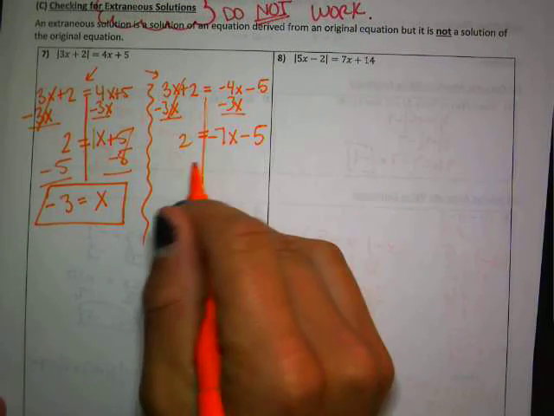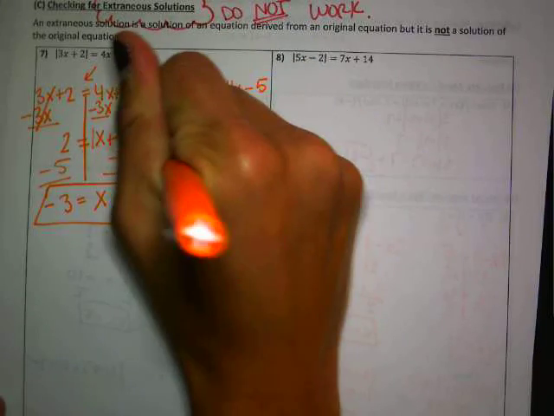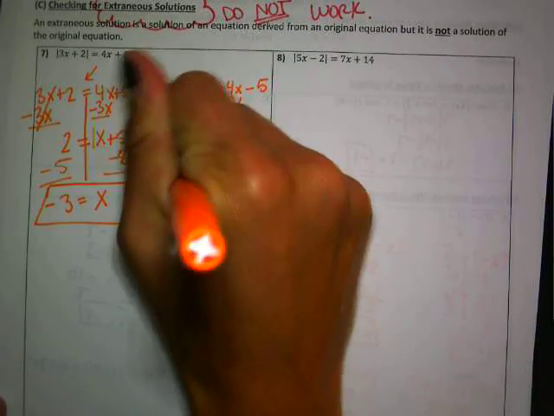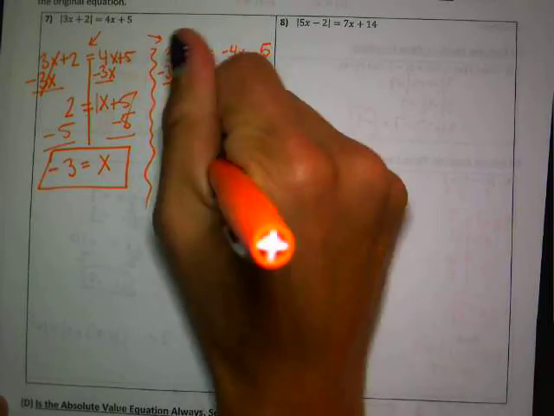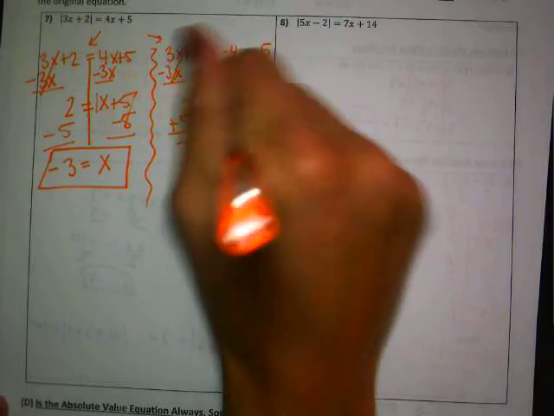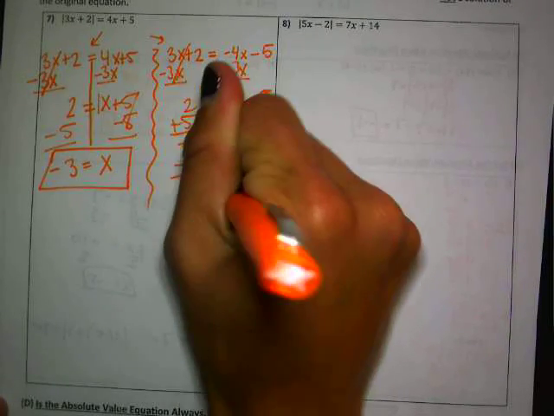Negative 4x minus 3x is negative 7x. What's my next step? Plus 5. Okay, so then to get rid of the negative 7, we are going to divide by negative 7. And so I get x equals negative 1.